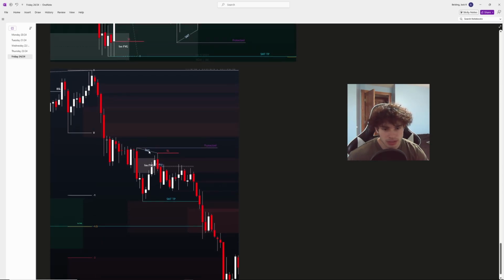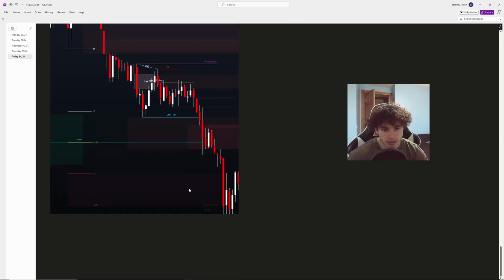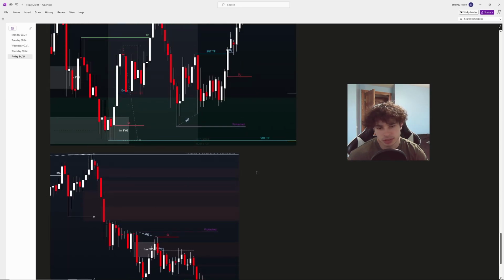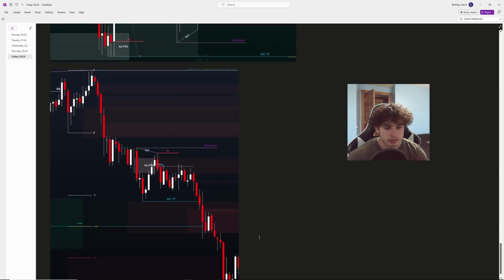We form another SMT at these highs, tapping into a 1 minute, and then after the SMTs form, we have another 1 minute that gets respected multiple times, and then we sell off to this SMT TP of this, and then the SMT TP of this SMT, and 2 to 2.5 standard deviation of this manipulation projection.